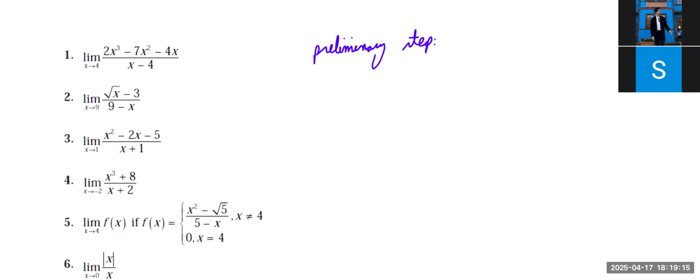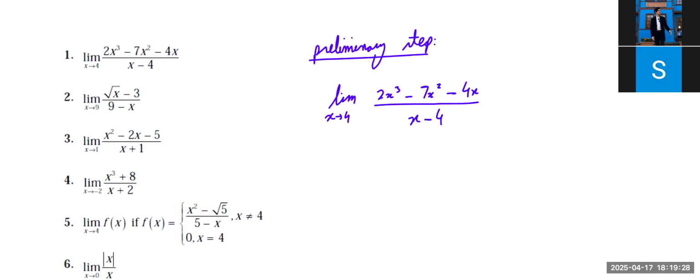The preliminary step to every question will be to try to just plug in the x value directly and see what happens. Okay? You should do this every single time. Never ever skip it. Because this helps you diagnose the problem. Because when you do this, you'll realize what the issue is. In this case, if I plug in 4, I will get 2 times 4 cubed at the top, minus 7 times 4 squared, minus 4 times 4, so 0 at the top, and I will also get 0 at the bottom.